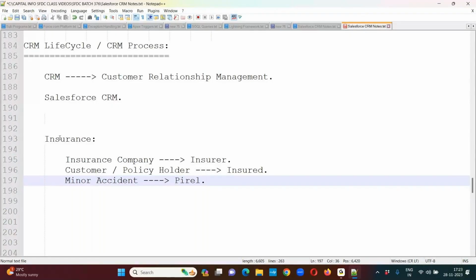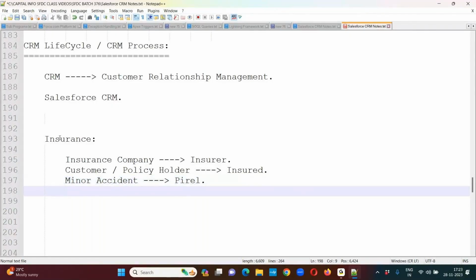Now, suppose we had some major accident. Then this kind of major accident will be called a hazard. Hazard means the chances of damages are very, very high. For example, assume that my house is beside a petrol pump. If any fire accident happens in the petrol pump, definitely my house will be affected. That means the chances of damages are very, very high. These kinds of situations are called hazard.